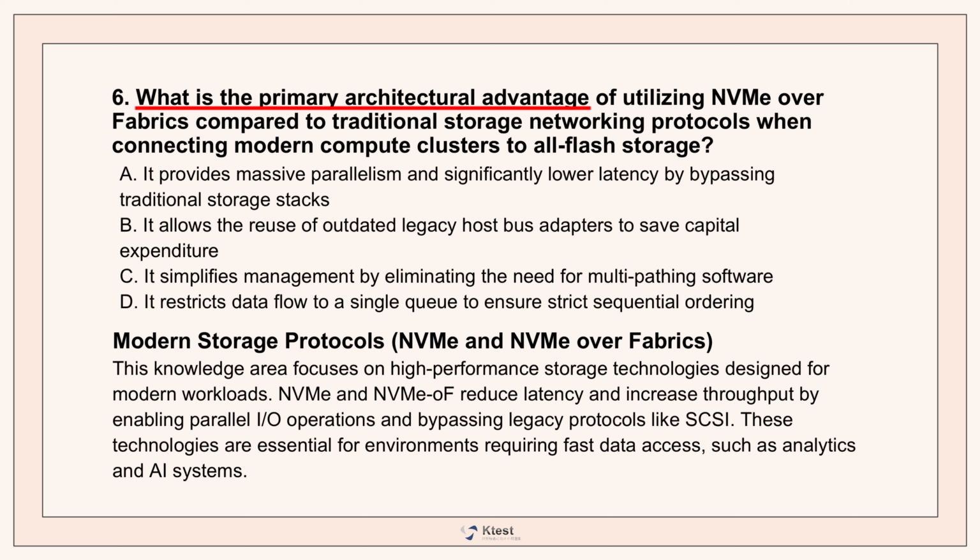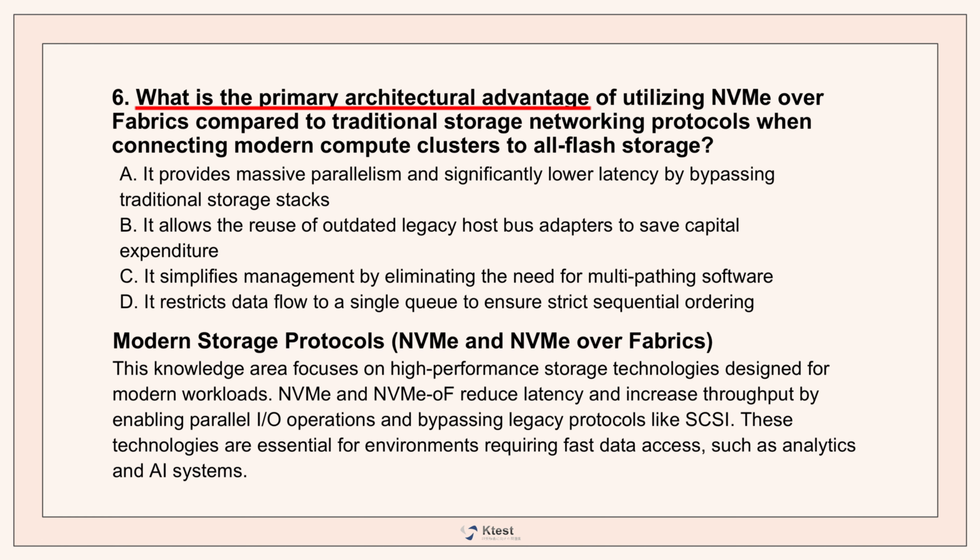Okay, question 6 is about high-performance protocols. What is the primary architectural advantage of utilizing NVMe over Fabrics for modern compute clusters? Option A, it provides massive parallelism and lower latency by bypassing traditional storage stacks. Option B, it allows the reuse of outdated host bus adapters. Option C, it eliminates the need for multipathing software entirely. Option D, it restricts data flow to a single, highly optimized queue.